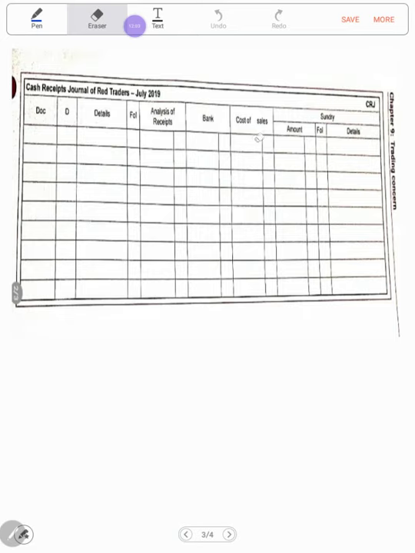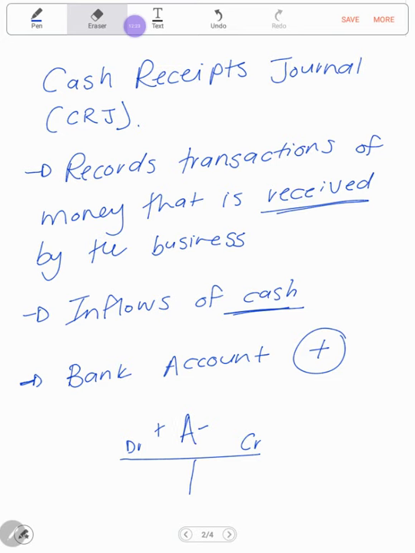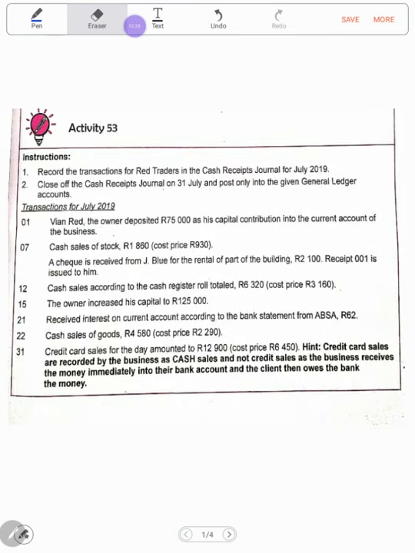Remember, grade 8s, that if we do not have a column for a particular account, we will take it to our dustbin. Our dustbin is known as our sundry account, where all accounts that do not have a particular column in your journal will be taken to. All right. So I will do, for example, the transaction that took place on the 7th of July.